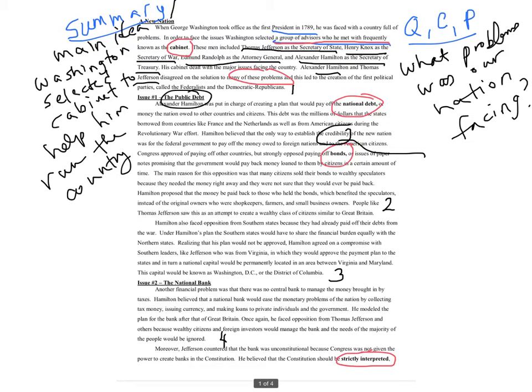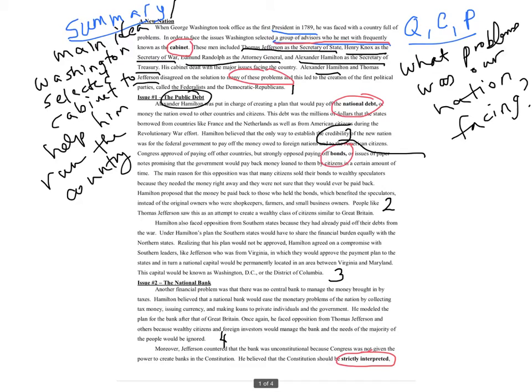Okay. So Hamilton believed that the only way to establish the credibility, or the ability to be trusted, of the new nation was for the federal government to pay off the money. Well, I know it doesn't fit perfectly, but that kind of makes sense. He wants to make sure people trust the American nation, and if we pay them back, they're going to trust us. Okay, works for me. Let's go to the next part.